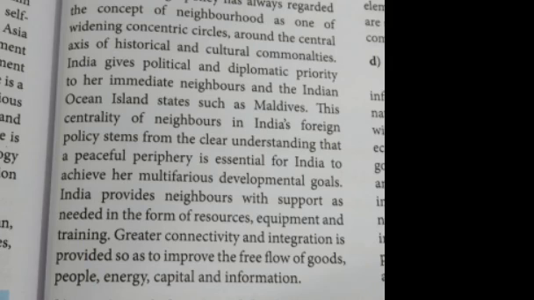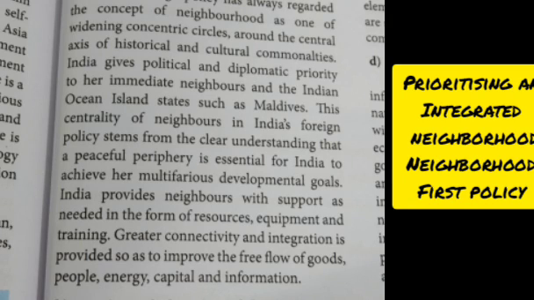Next, contemporary context, change and continuity in India's foreign policy. First one, prioritizing an integrated neighborhood first policy. India's foreign policy has always regarded the concept of neighborhood on the basis of historical and cultural unity. They are believing that, giving priority for that only.